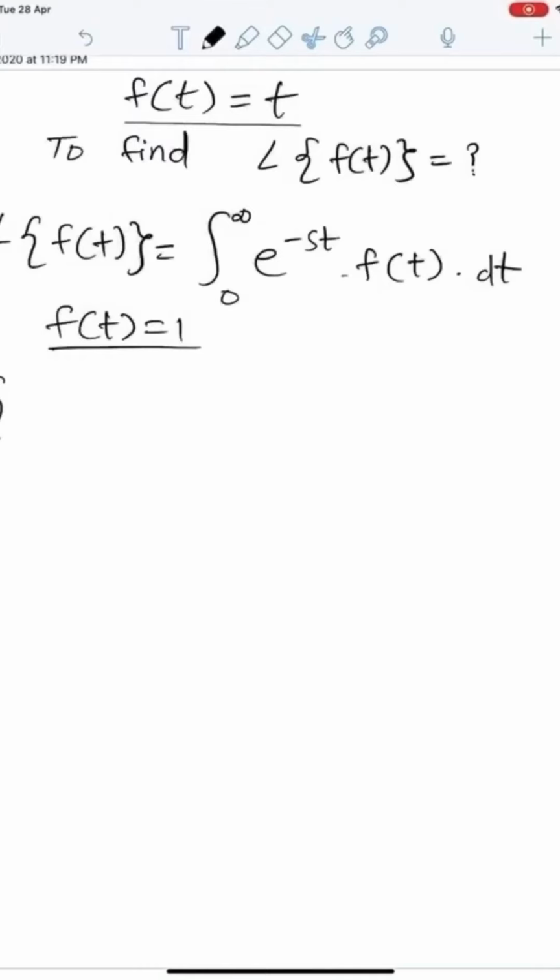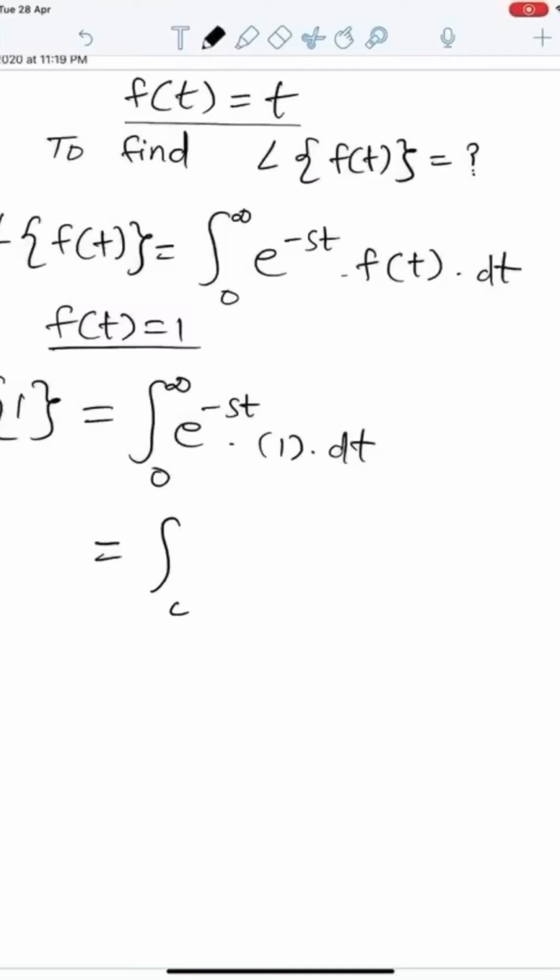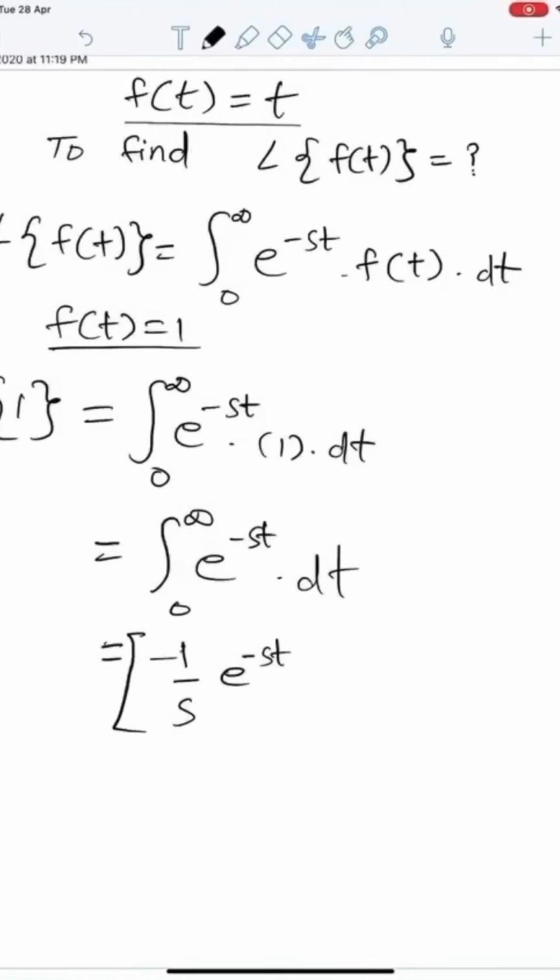So by definition, the Laplace transform of the given function, which is 1, equals the integral from 0 to infinity of e to the power negative s times t times the function, which is 1, times dt, which would be just the integral from 0 to infinity of e to the power negative st dt. This would be equal to negative 1 over s e to the power negative st, evaluated at 0 and at infinity.